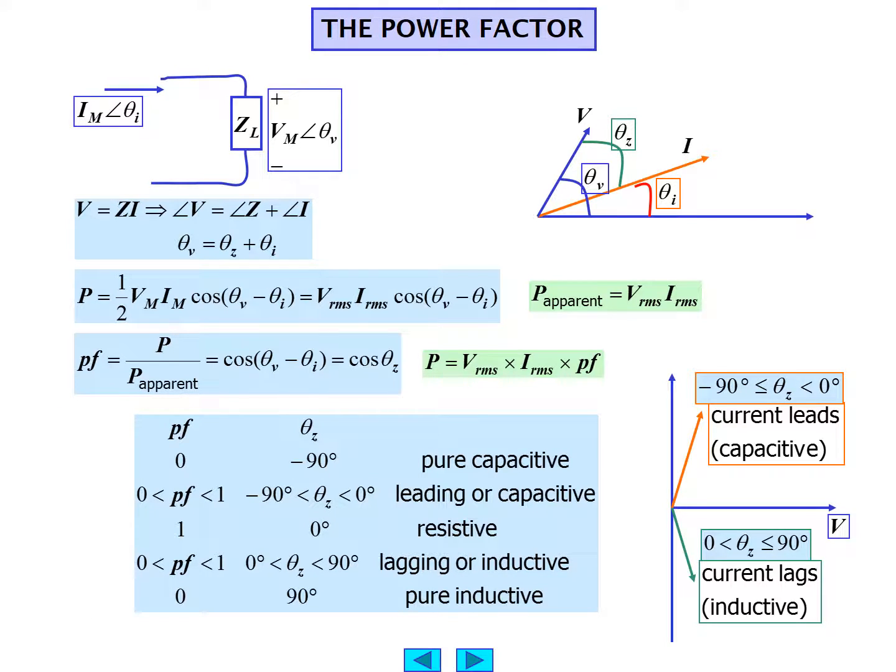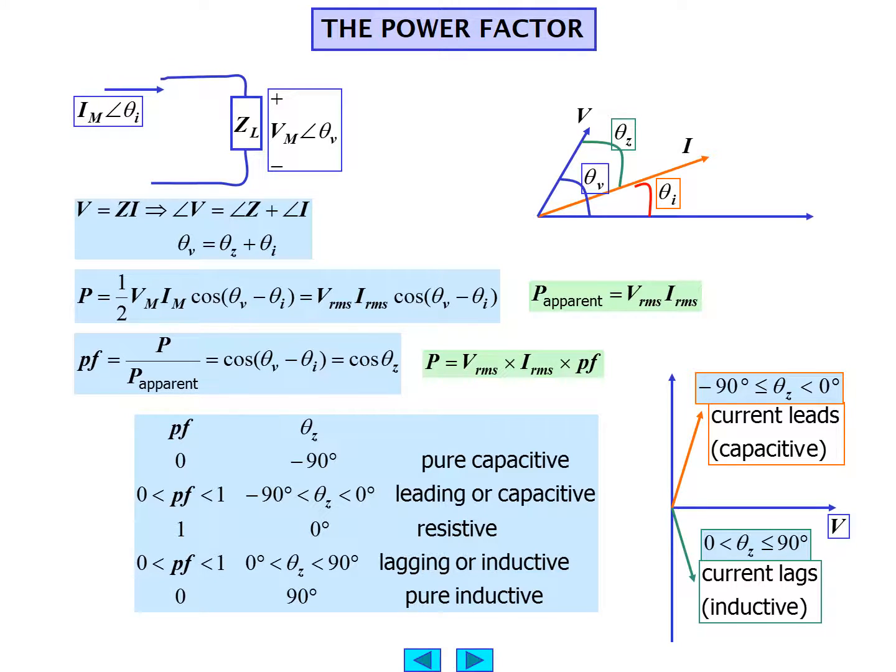So power factors take on a range. If the power factor is 0, then theta_Z is minus 90. That means purely capacitive. If the power factor is between 0 and 1, we know that we can have minus 90 to 0. That would be leading, or capacitive resistive.